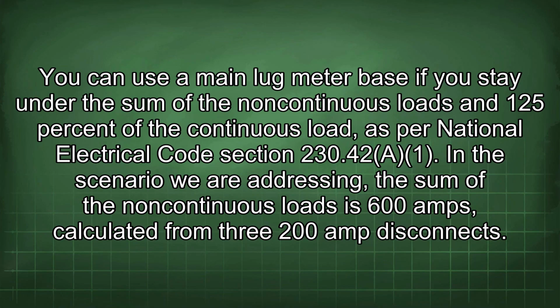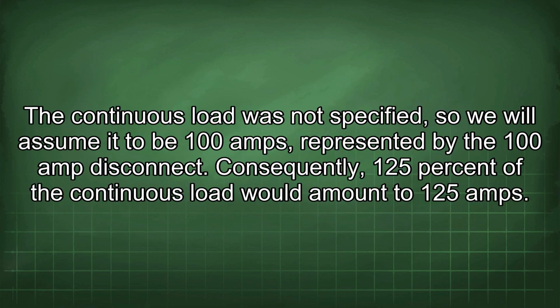You can use the main lug meter base if you stay under the sum of the non-continuous loads and 125% of the continuous load, as per National Electrical Code section 230.42(A)(1). In the scenario we are addressing, the sum of the non-continuous loads is 600 amps, calculated from 3 200 amp disconnects. The continuous load was not specified, so we will assume it to be 100 amps, represented by the 100 amp disconnect. Consequently, 125% of the continuous load would amount to 125 amps.